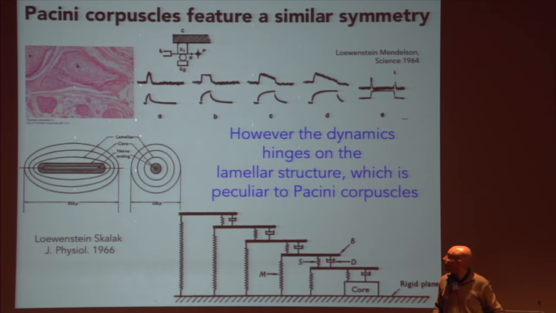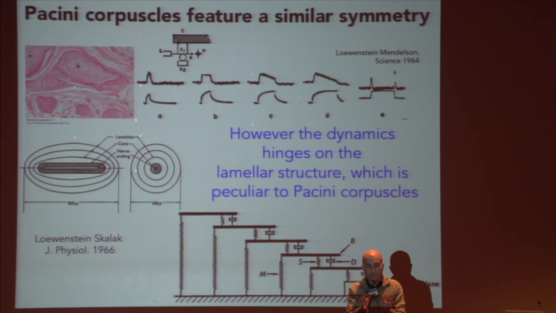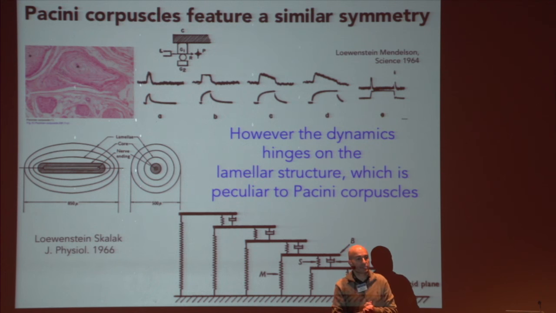And then they made a model where they model these lamellae by some elastic connections, and then they have some dashpot. So Lowenstein is the same person who did the experiment, and Schkalak, as you can tell from this graph here, is an engineer. So you make a model like this, and then the symmetry is coming from the fact that when you compress the corpuscle, you generate waves, pressure waves inside the neuron. These pressure waves propagate to the central nerve, and the central nerve responds to this pressure inhomogeneities, and you have the response over there.